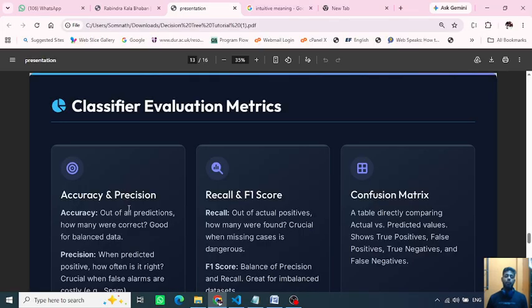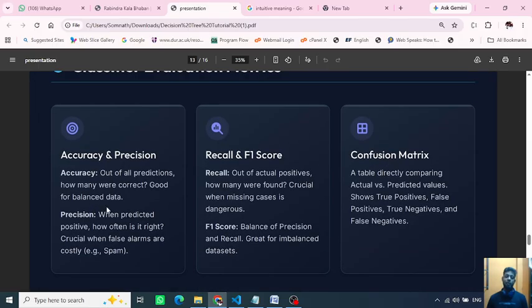And also have a look at the classifier evaluation metrics. For the decision tree classifier, what we actually consider is accuracy and precision. What is accuracy? Out of all predictions, how many are correct. It is good for balanced data. And precision: when it predicts positive, how often it is right. Very crucial in cases like spam detection and loan defaulters.